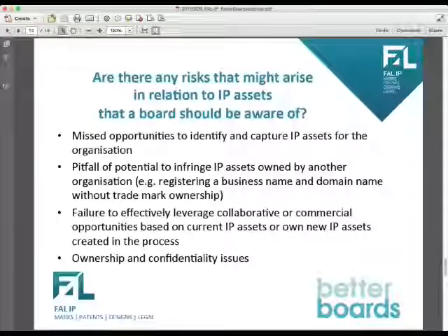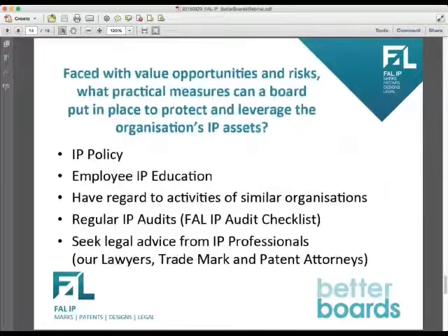So the next slide, we thought we would basically try and wrap up what we've talked about today by saying, look, given you're faced with value opportunities as well as risks, what practical measures can a board put in place to protect and leverage the organisation's IP assets? These are some of the things that are common. What would be valuable to your organisation? Again, the detail will depend on how much you deal with IP assets, how relevant they are going to be.